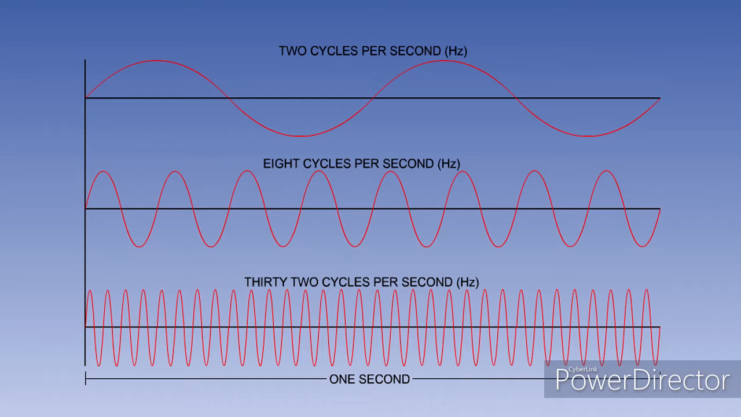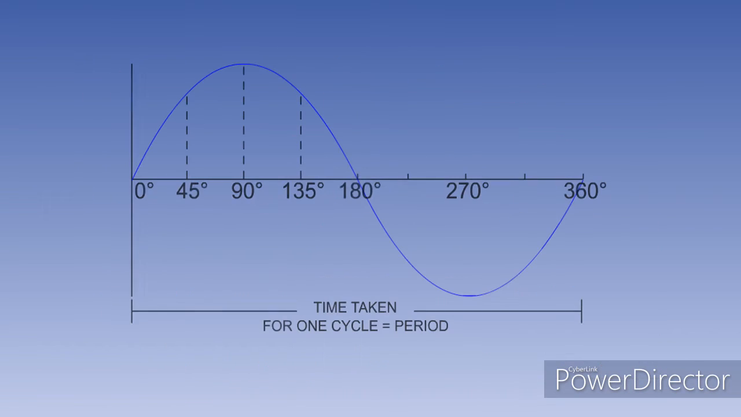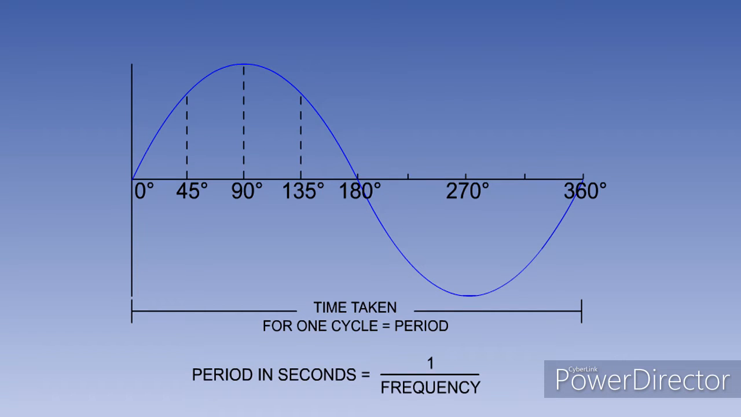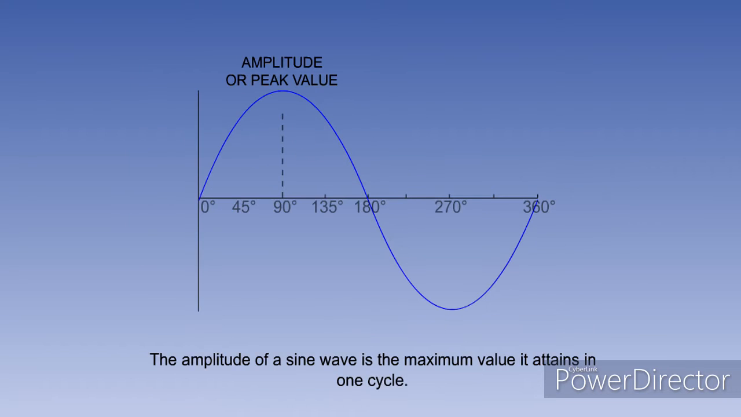Aircraft constant frequency AC supply systems usually have a frequency of 400 hertz. The period is the time it takes for one cycle to occur. It is the reciprocal of the frequency. The period in seconds equals 1 over the frequency. The amplitude or peak value is the maximum value attained in one cycle.